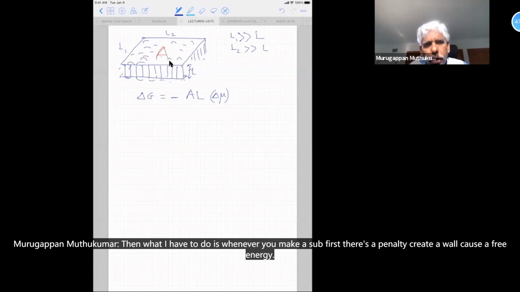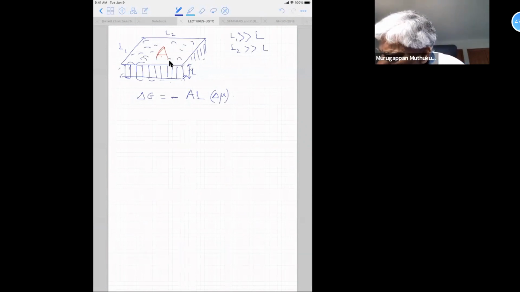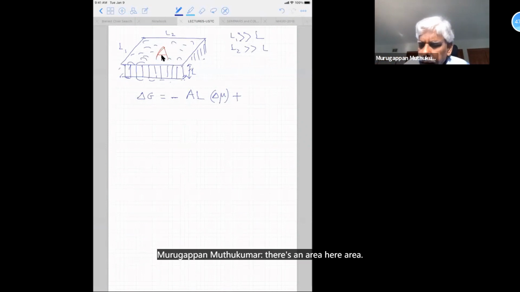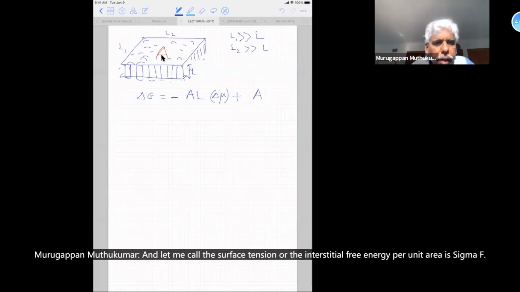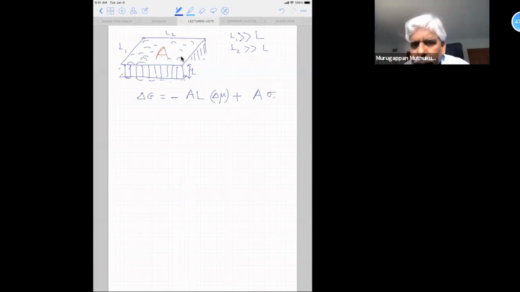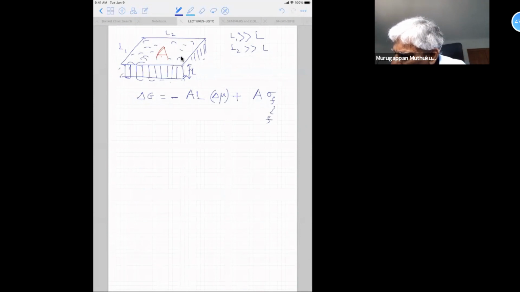Creating a wall costs free energy, and that can come from both entropy and energy. So this is going to be plus, right? There's an area here, area A, and let me call the surface tension, or the interfacial free energy per unit area, sigma F. This F is for representing fold surface.